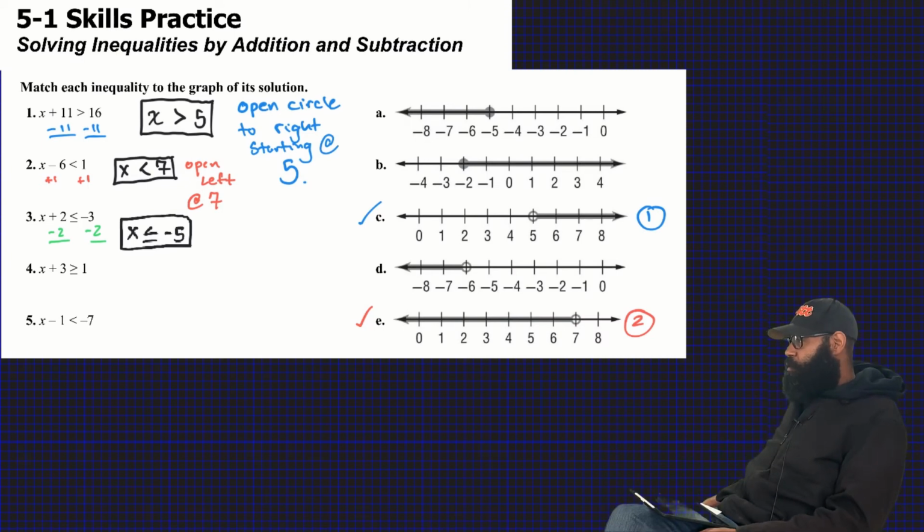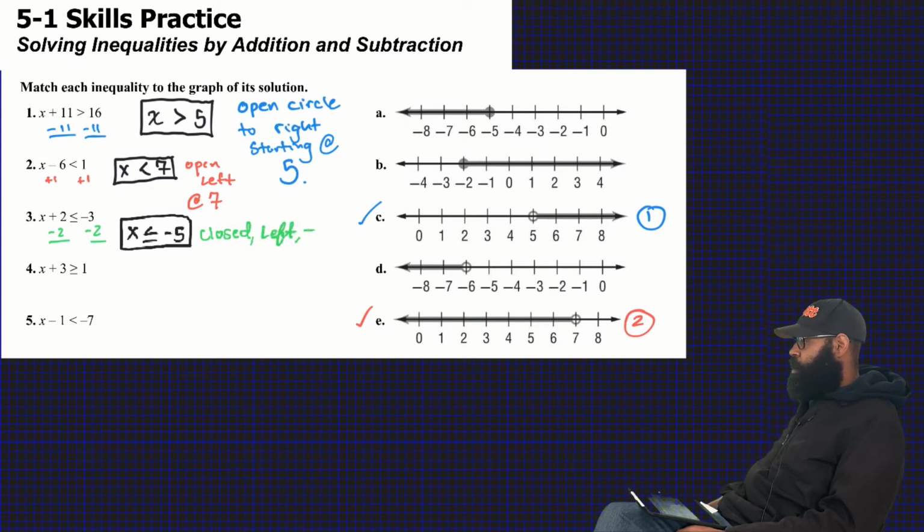And where do I begin for number 3? I'm going to begin at negative 5. And of course, open or closed circle. It's going to be closed because it's equal to, the line underneath. It's going to go to the left, and we're going to begin at negative 5. So right there, guys, I answered all 3 questions very quickly.